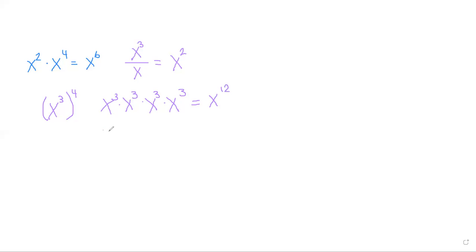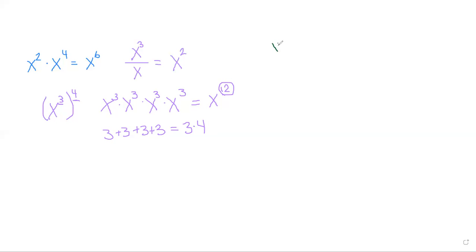But remember, 3 plus 3 plus 3 plus 3, which is what we're doing there, there's a faster way to do that that we learned in, I think, the 3rd grade. 3 plus 3 plus 3 plus 3 is the same as 3 times 4, right? So if we have x to the 3rd raised to the 4th, what does that equal? x to the 12th, which is the 3 times the 4. Let's do another one.